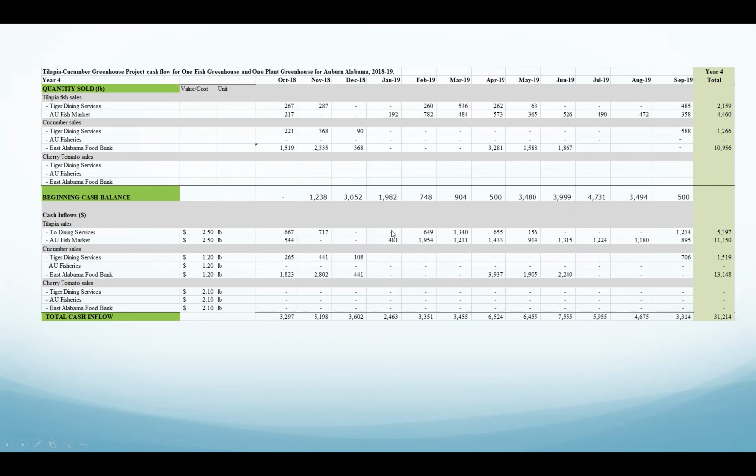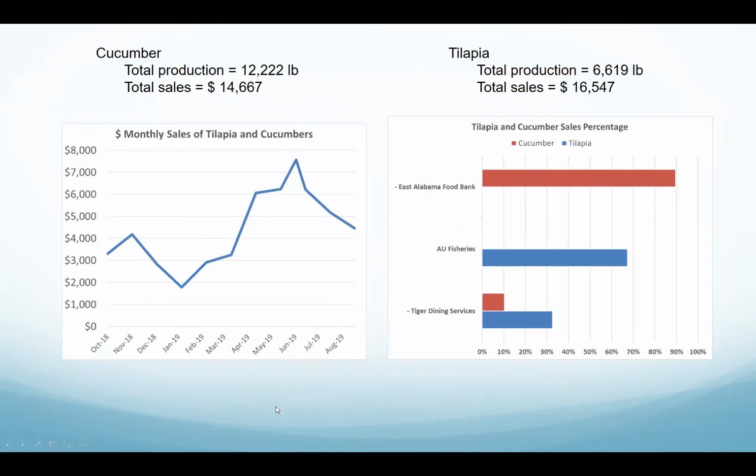So we're doing this each month as these sales occur, and then over here we can add them up and find out what our totals are going to be for the tilapia and for the cucumbers. And total cash inflow is adding up all of this money, including the beginning balance. So when this balance starts here from the end of October and beginning of November, we had a $1,238 beginning cash balance. So we will add all the sales to that. And it comes up to $51.98. And then we will do the rest of the cost for the tilapia and the cucumbers.